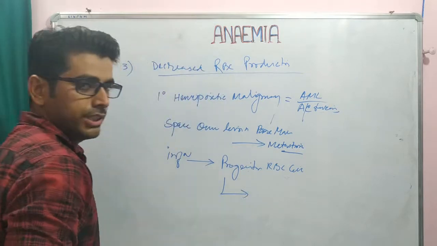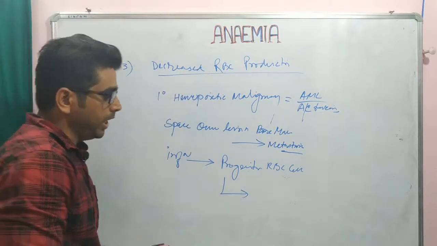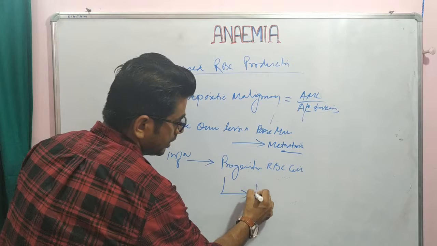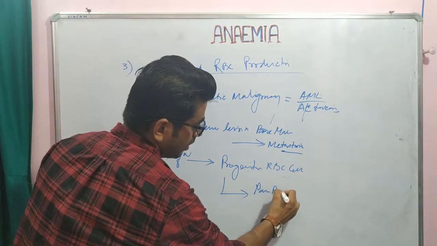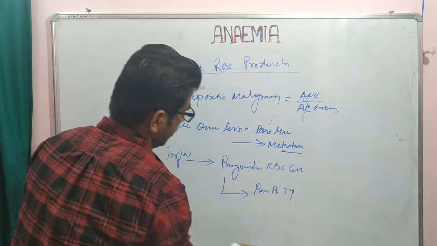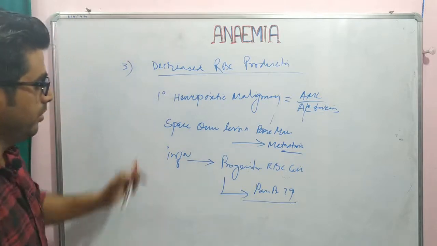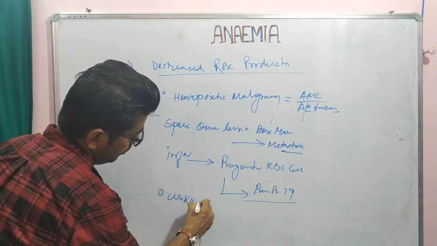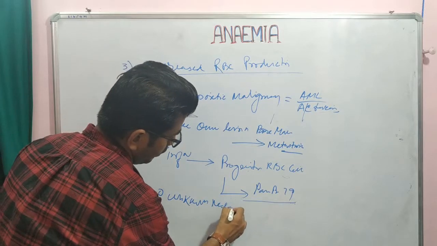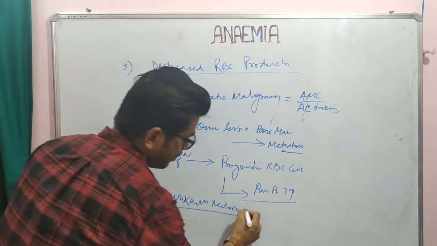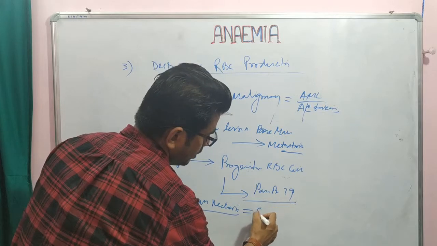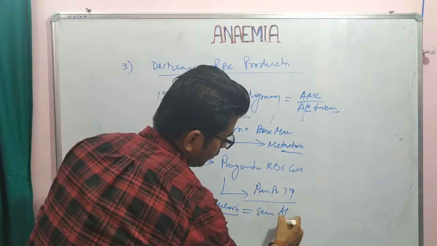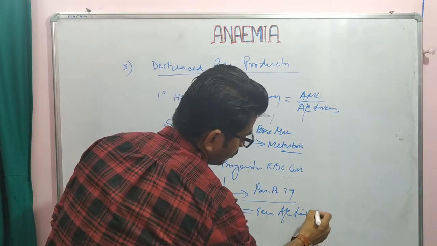What is this infection? It is very important and has been asked several times in exams. It is the parvovirus B19. And last is the unknown mechanism. We cannot describe the mechanism, but we have seen it happen in case of severe acute liver disease or hepatocellular disease.